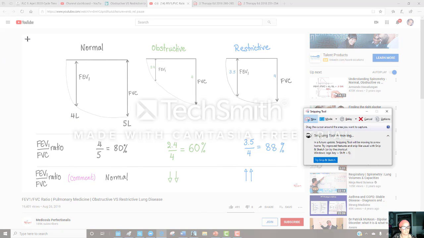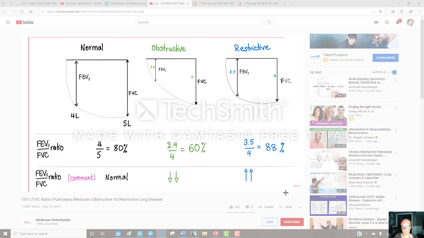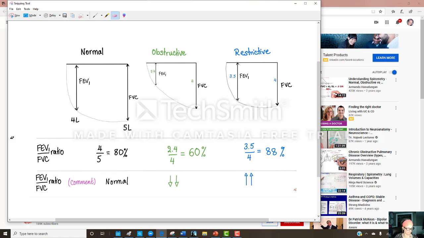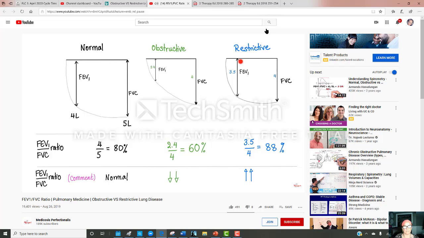Excellent. Let's do it with obstructive lung disease. FEV1 is 2.4 liters, FVC is 4. 2.4 over 4 is about 60%, which happens to be decreased, less than 80%. Restrictive lung disease, 3.5 over 4. 3.5 over 4 is 88%.